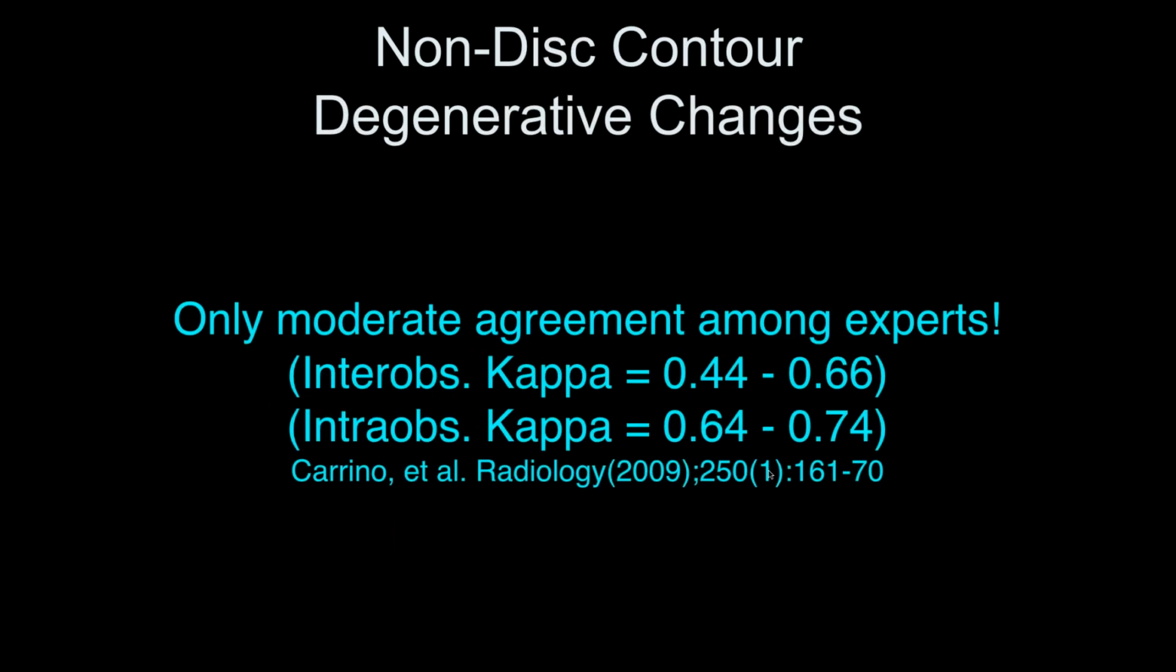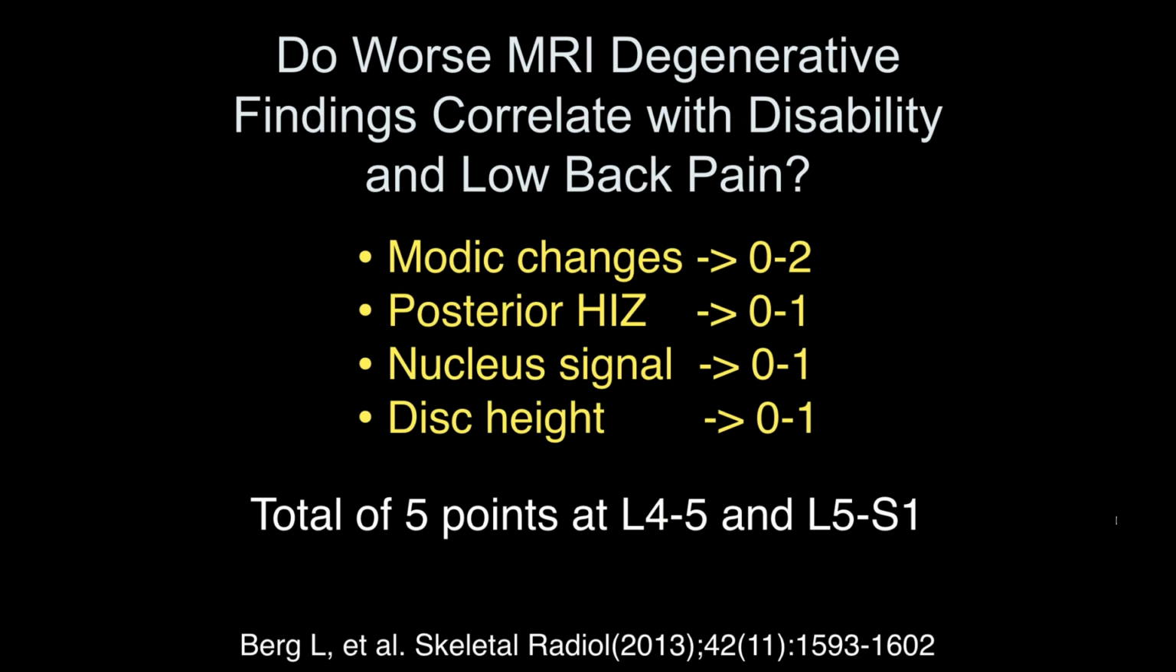When you look at all of these non-degenerative changes together, in this paper from Carrino, who's now at Special Surgery, there's only moderate agreement among experts. So you can look at all of these changes, and between two different people, you're going to have a lot of variation in what they call it. So the reproducibility, intra-observer and inter-observer, is not perfect, but these aren't terrible numbers in the imaging world either. You take 10 radiologists and you're going to get 10 different opinions. Well, hopefully there'll be some correlation between them.